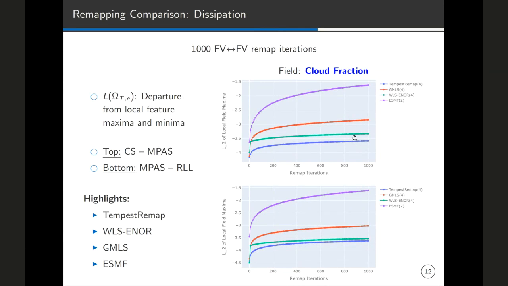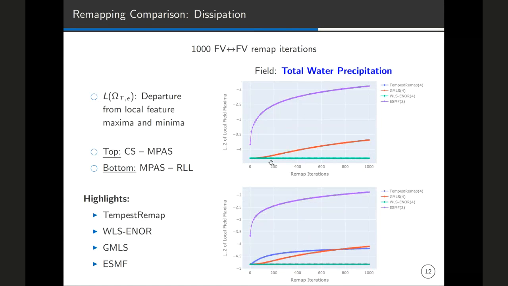And the meshless WS-ENOR scheme also performs just as well in terms of preserving those local features for the cloud fraction. And with total precipitation, again, the WS-ENOR and Tempest remap are right on top of each other in this particular case. And the ESMF is extremely dissipative, as we can see in both this slide and the past couple of slides.